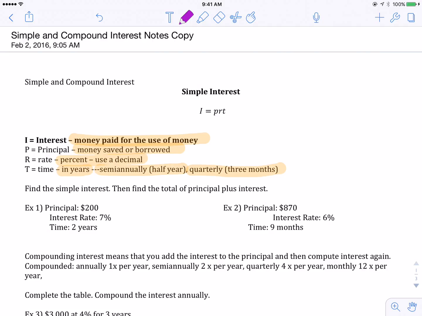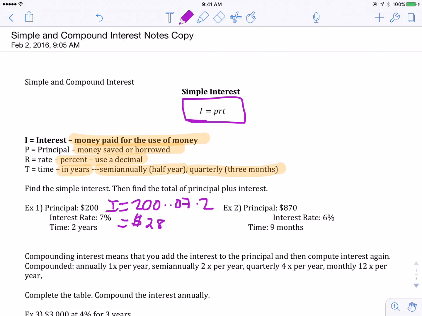And to find that, we just use our formula, I equals PRT, meaning our interest is going to equal principal times rate times time. So for this first one, we would take interest is equal to 200 times our rate, which is 0.07, times our time, which is 2 years, so times 2. When you do that multiplication, you get $28 because 200 times 0.07 times 2 is 28.